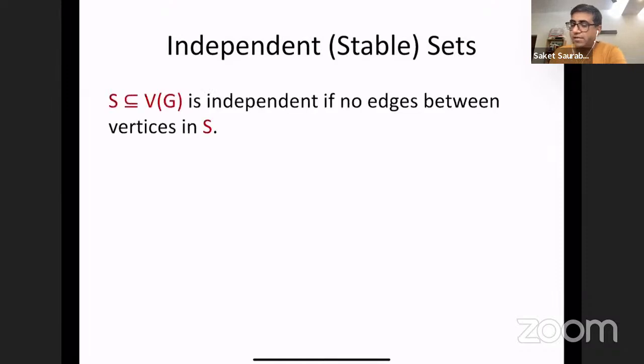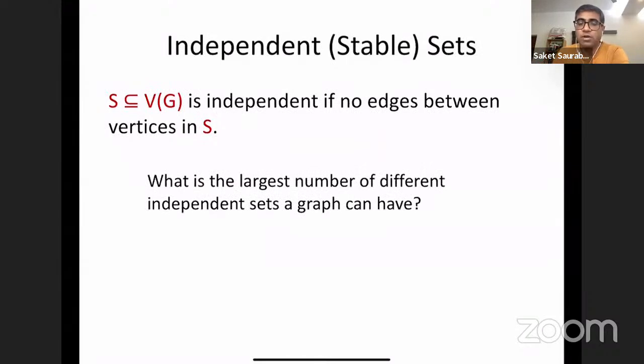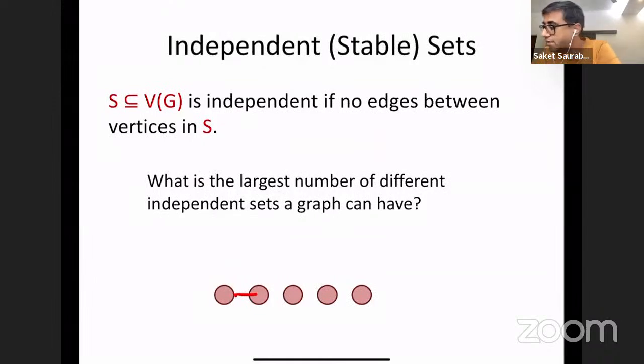So what are independent sets? It is a subset of the vertex set. It's called independent if there are no edges between vertices in S. So for example, look at this graph. There are no edges in this graph. What is an edge? Basically, this is called an edge. So when you do not have such things, then you call it independent.